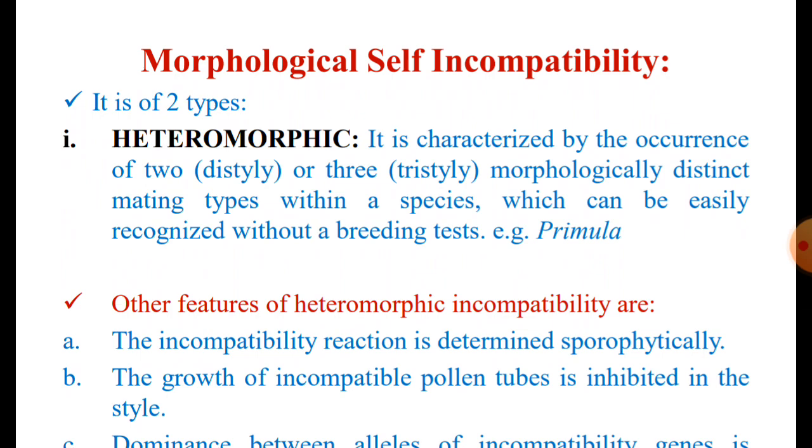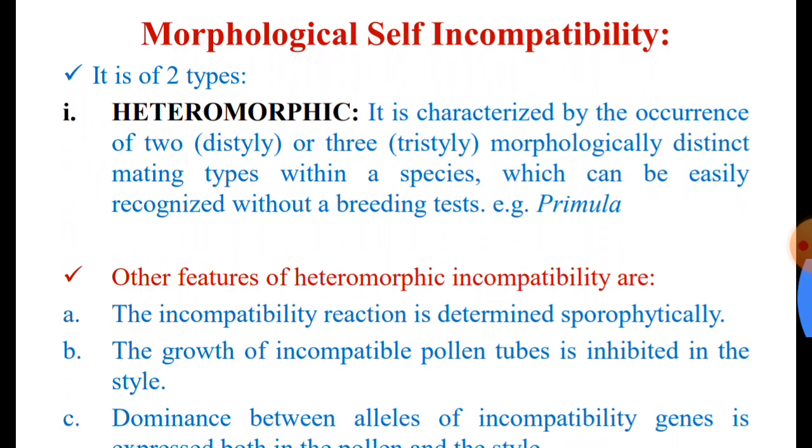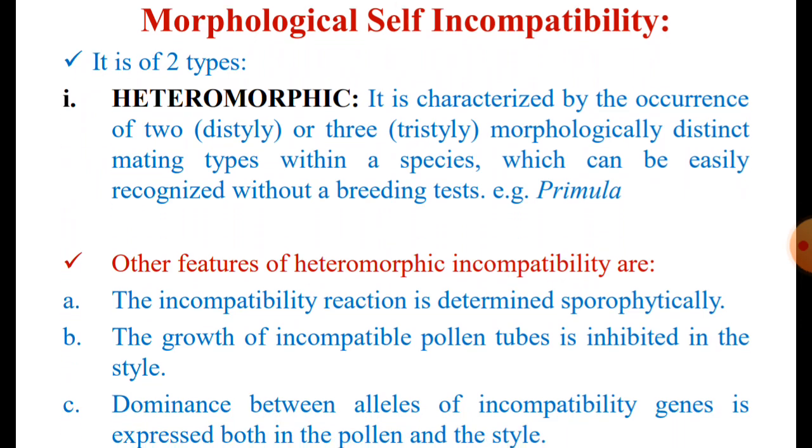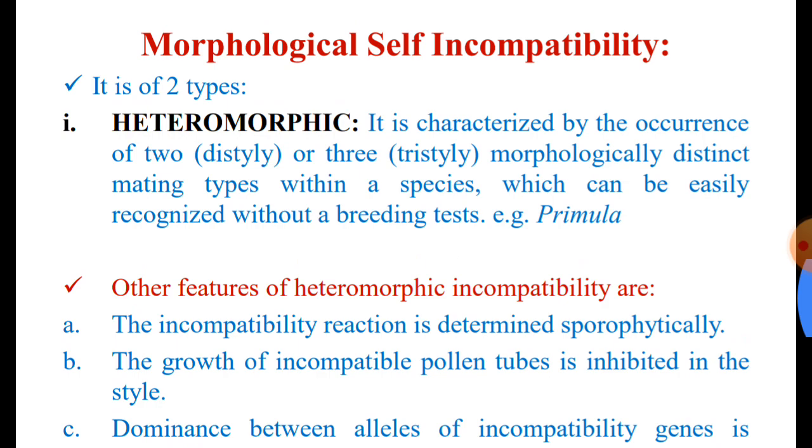Now, morphological self-incompatibility. It is of two types, that is heteromorphic. It is characterized by the occurrence of two, distyly, or three, tristyly, morphologically distinct mating types within a species, which can be easily recognized without a breeding test. For example, Primula.